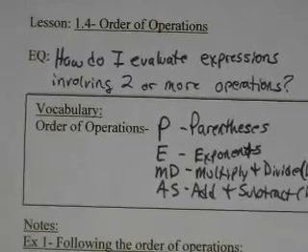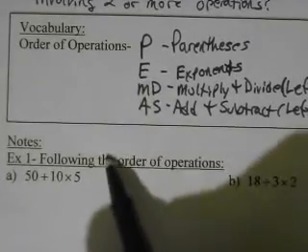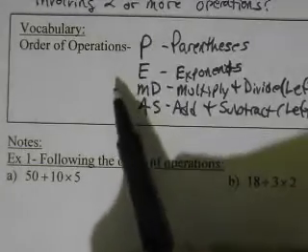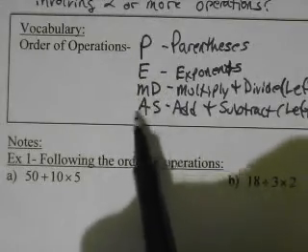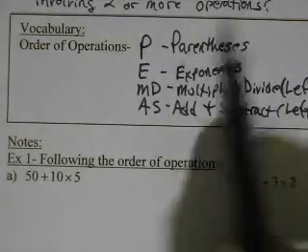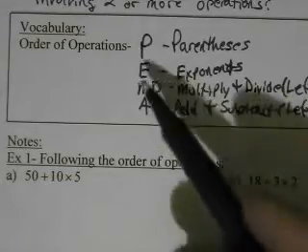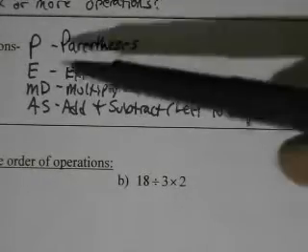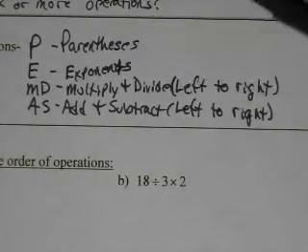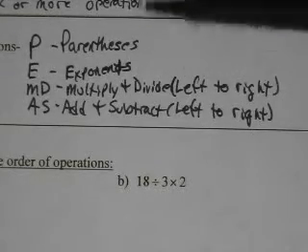So, here we have our vocabulary. And you may have heard this expression before. Some people use the expression, "Please excuse my dear Aunt Sally." It's the order that you need to do the operations. First thing we start out with is parentheses. You always do parentheses first. If there's any math to do inside the parentheses, you do that first.